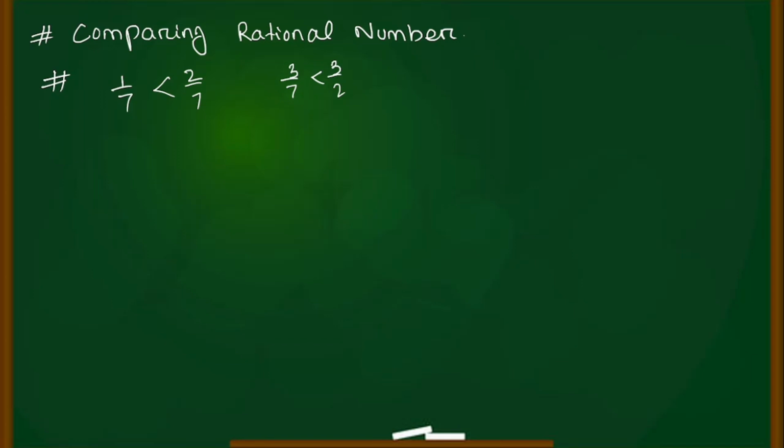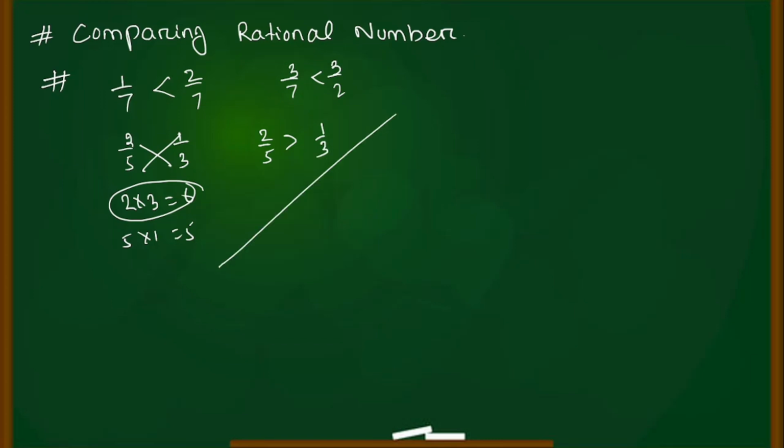Now, if the denominators are different, suppose 2 by 5, and the numerator is also different, suppose 1 by 3, how to solve? Now cross multiply. First we multiply 2 into 3, that is 6, then we multiply 5 into 1, that is 5. Which one is greater? The first one is greater, so you can write 2 by 5 is greater than 1 by 3. You already know this from class 5, yes or no? These are the 3 methods. First is denominator same, second is numerator same, third is both are different. Okay, those are the 3 cases.